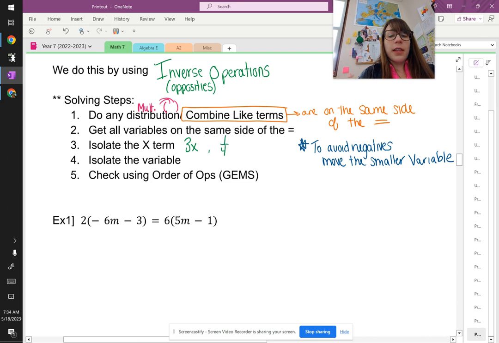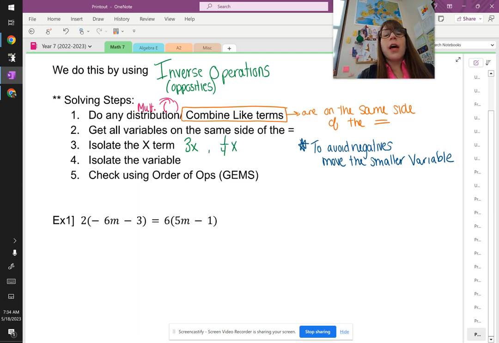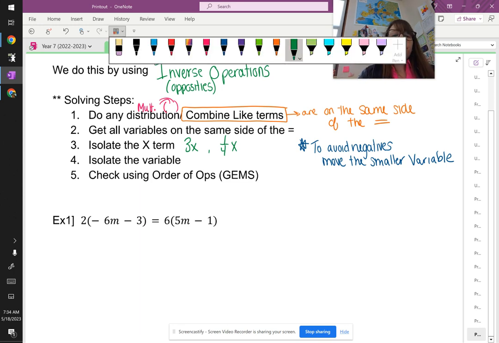After that, you're going to isolate your x term per usual, getting the piece that says 3x or 1/4 x, getting that piece by itself first. Then last step, isolating that variable from the 3 or the 1/4 or whatever it might be.